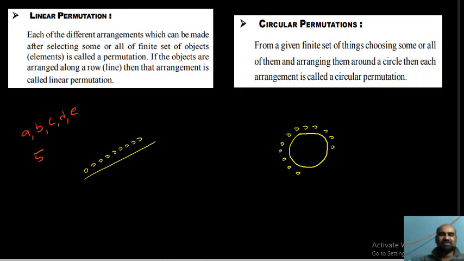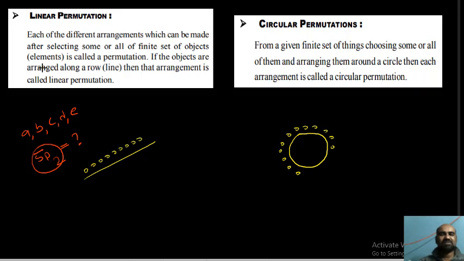From these 5, selecting 2 is symbolically written as 5P2. What is the value of 5P2? We will discuss later. So from these 5, selecting 2 and arranging them in a row is denoted by 5P2. Each of the different arrangements can be made after selecting some or all. From 5 you can select 1 and arrange it. You can select 2 and arrange them. You can select 3, then arrange them. You can select 4 and arrange them. You can select all and arrange all. That is called permutation.